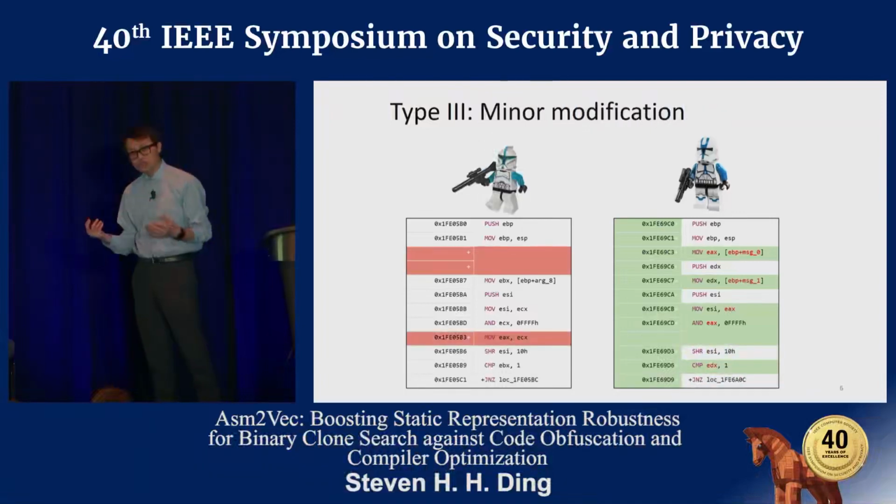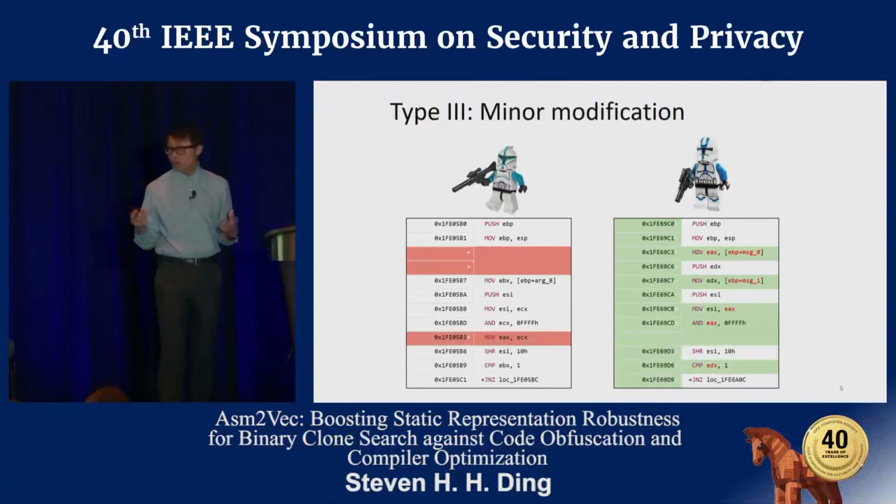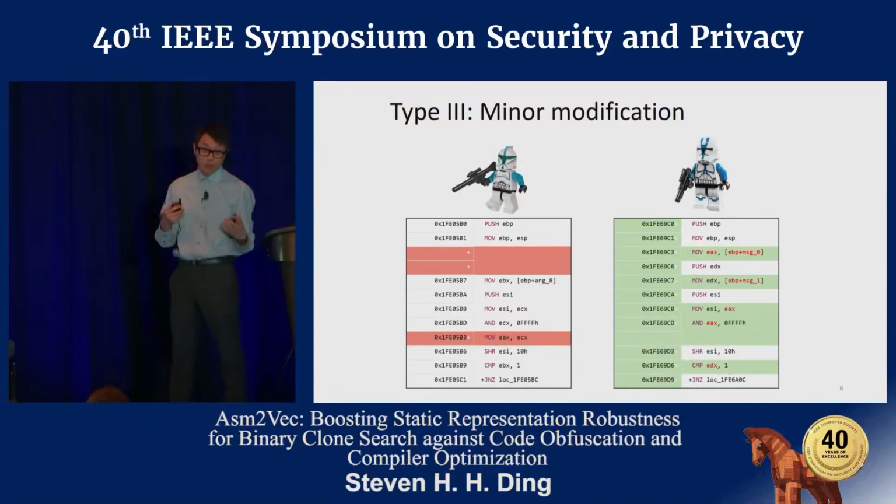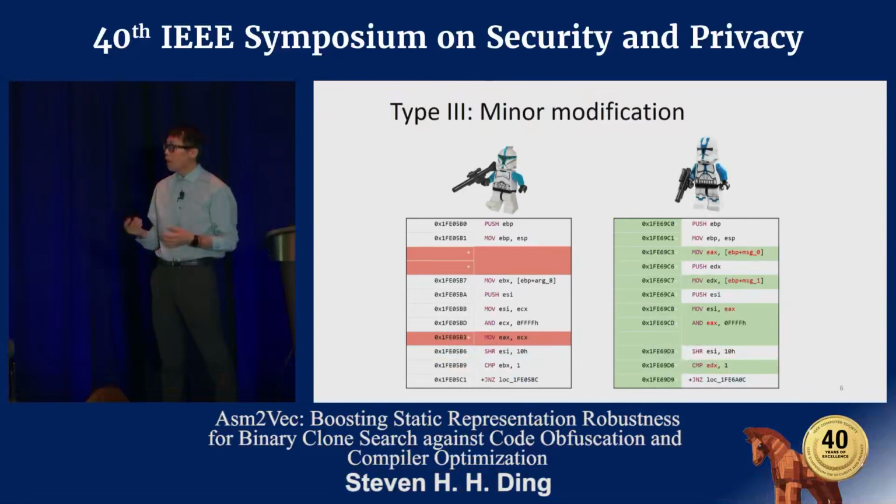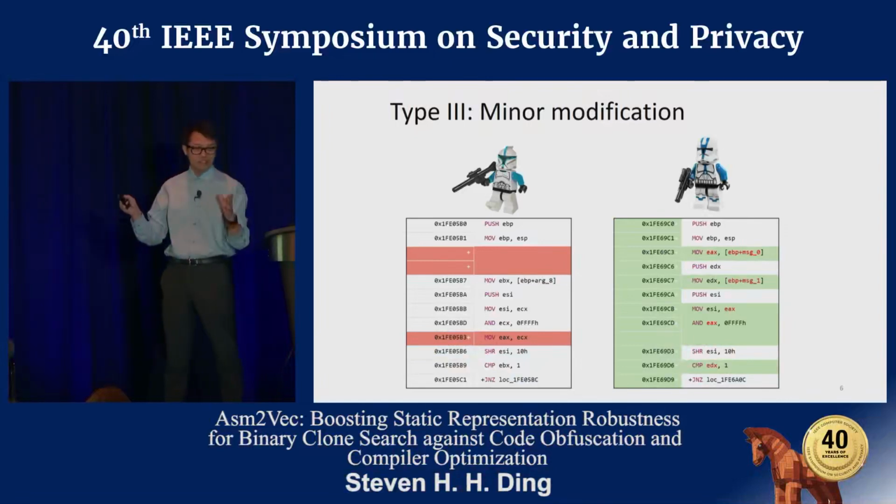The third type of clone is the minor modification. Minor modification means that we allow a certain degree of update or change to the assembly code. This can be done through fuzzy hashing or locality-sensitive hashing algorithms for nearest neighbor clone search.